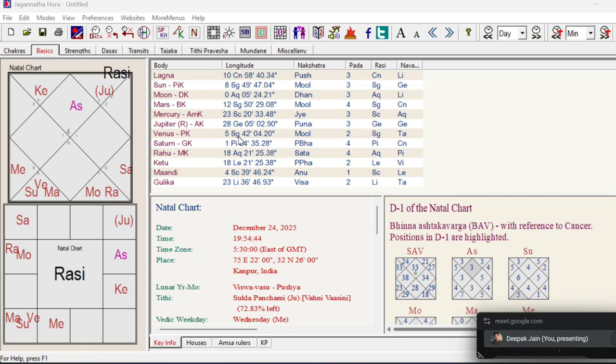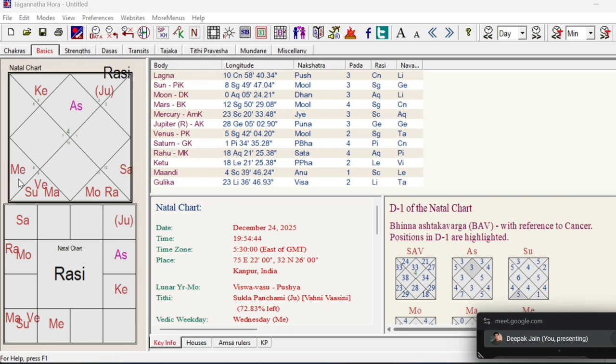Now let us check another planet, Mars. Mars is at 12 degrees 50 minutes Sagittarius. So this also qualifies, because this is just 4 degrees away from Sun. Mars is at 12 degrees and Sun is at 8 degrees, so just 4 degrees away. So this also qualifies within the orb.